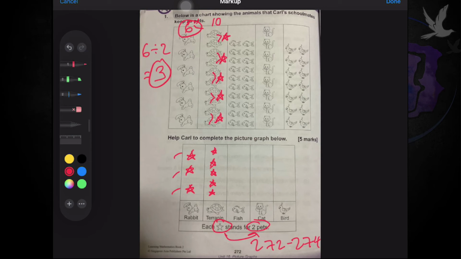Okay. So, ganyan lang yung paggawa ng for pages 272 to 274. And you complete the rest na. Okay? Then again, take note of the number of animals or pets represented by each type of animal. Okay? So, that's basically it for this week.